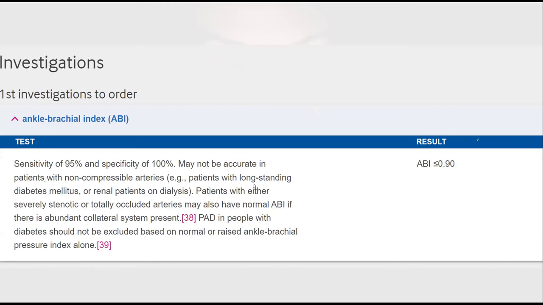But whatever, it is ABPI. So according to BMJ Best Practice, the first investigation to order for peripheral vascular disease and acute limb ischemia is ABPI. This is the first investigation to order from BMJ, with a sensitivity of 95% and a specificity of 100%. But if we have patients with non-compressible arteries, like long-standing diabetes or renal patients on dialysis, it might not be accurate.